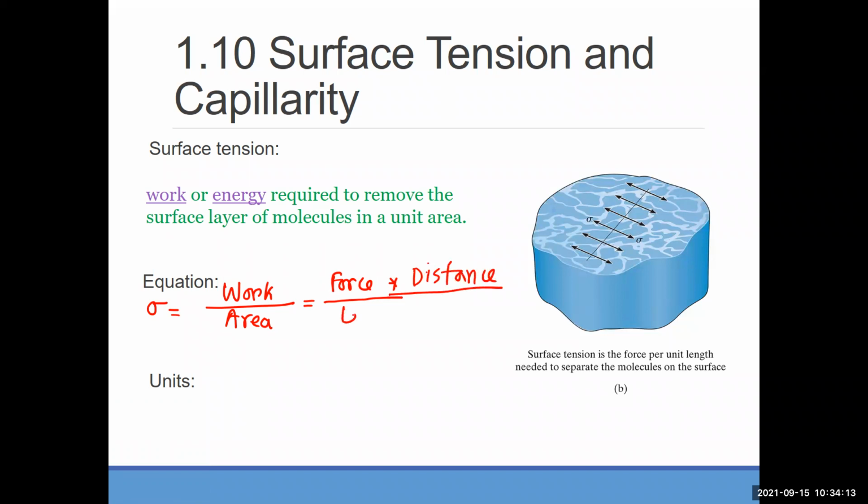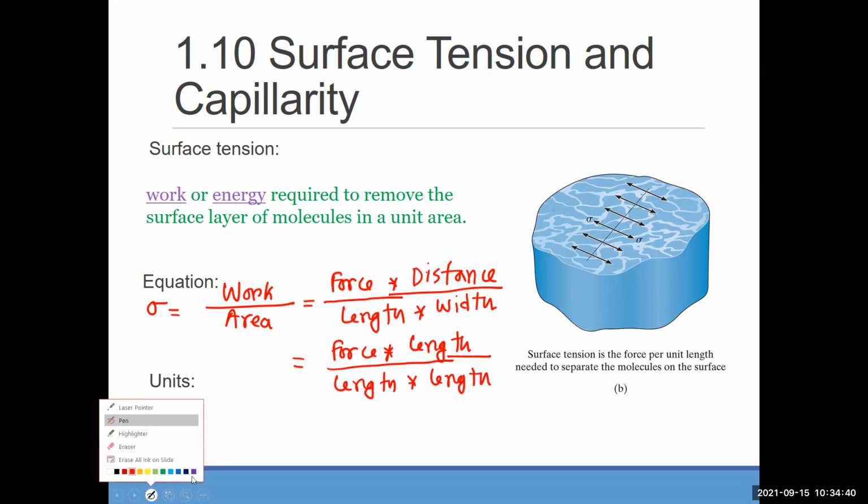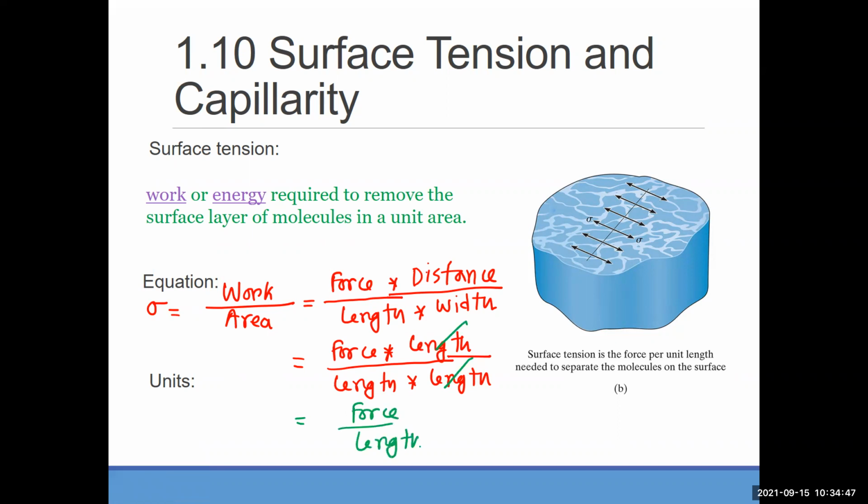And area is what? Length times width or height or anything like another length, right? Now I will modify this one a little bit. I will write down force times length, because distance is one type of length, right? And for area, I will write down length times length. So now I can cancel length. Eventually I will have force per length.